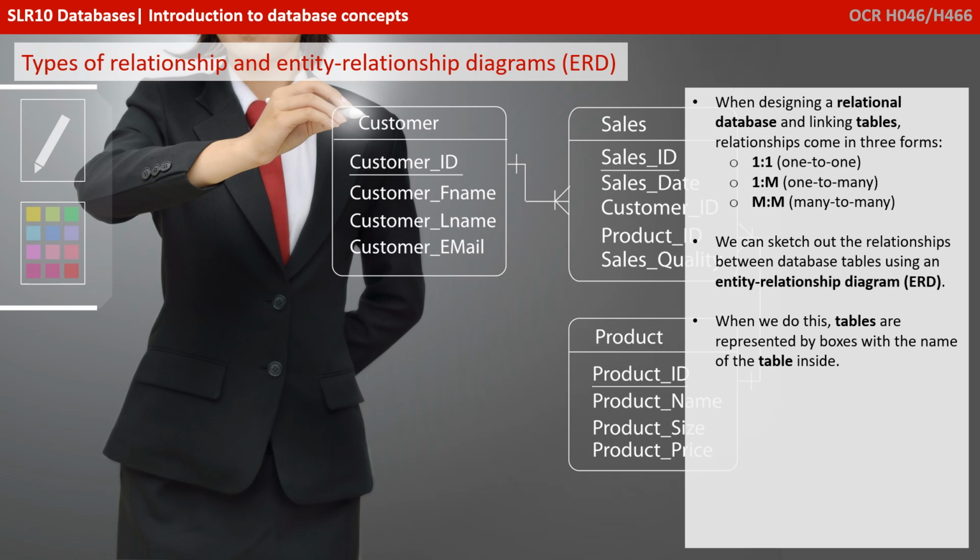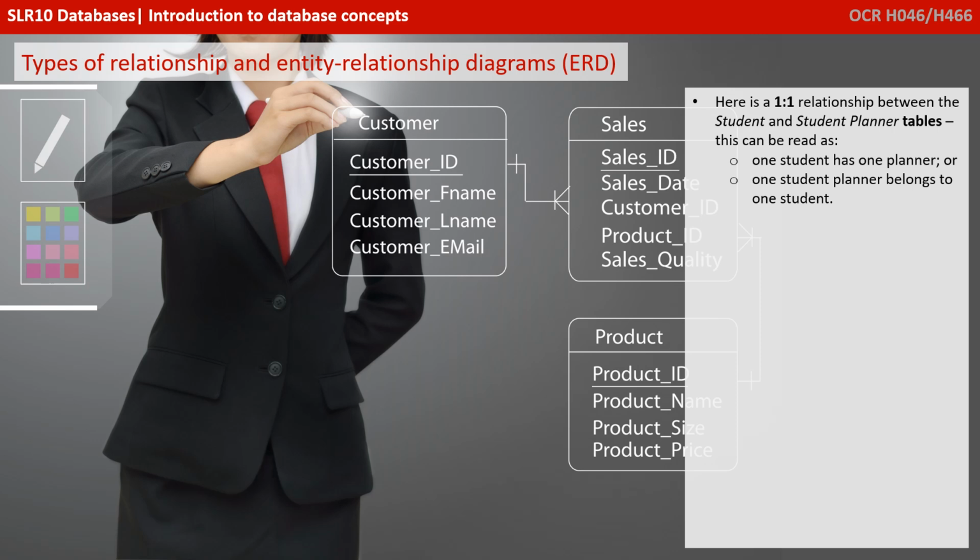When designing a relational database and linking tables, the relationships can come in one of three forms: one-to-one, one-to-many, and many-to-many. We can sketch out the relationships between the tables using what's known as an entity relationship diagram, ERD, or entity relationship modeling. When we do this, tables are represented by boxes with the name of the table inside each box.